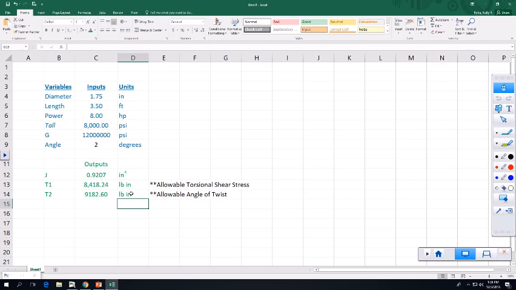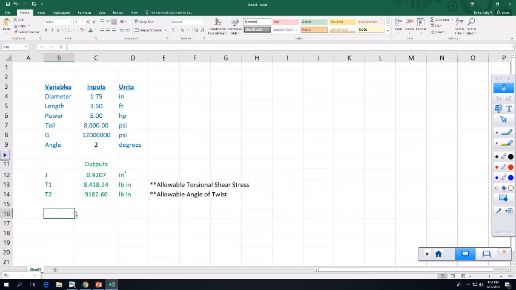Now, this is where I need to make a decision. I need to determine which one of these torques I'm going to use that's going to dictate my design. So, since I have to pick the one that's allowable, I have to meet both conditions, I'm going to hit the allowable torsional shear stress first at a lower torque. So that's going to dictate my design. All that means is I'm going to have less than 2 degrees of angle of twist over the 3.5 feet.